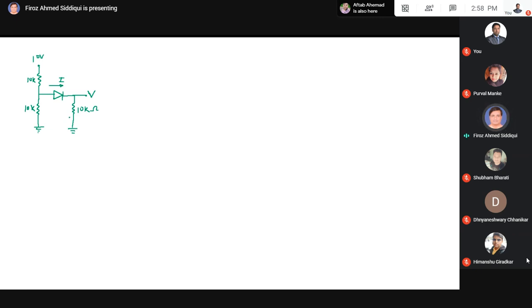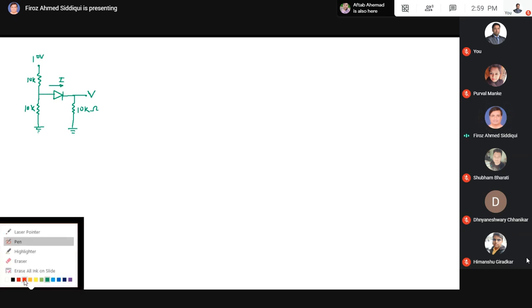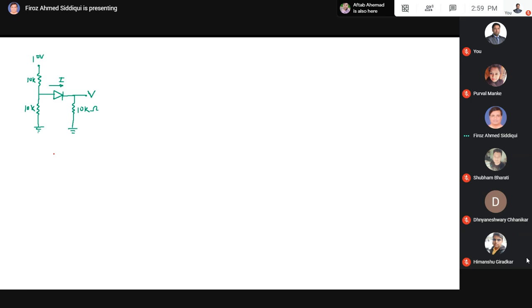How will you find this? Any idea? Students, please participate in the discussion. You have to solve it. You will get this type of question in the exam. So let me solve it.